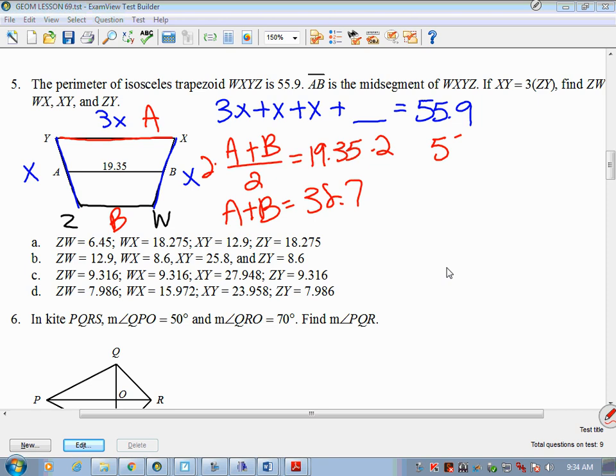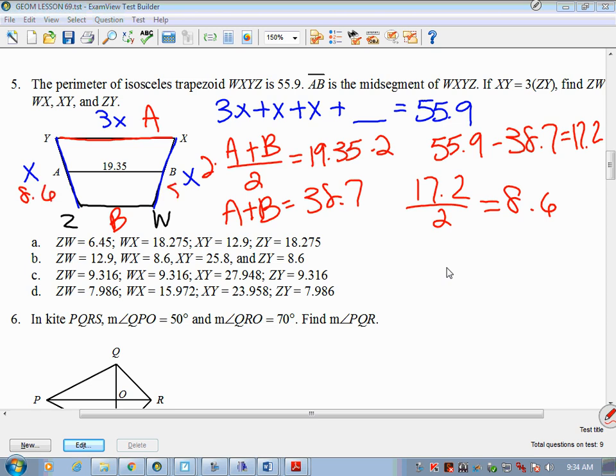So 55.9 minus 38.7. You're going to understand why this is maybe one of the most difficult questions to do. Okay, what is left? 17.2. Okay, 17.2. All right, which means that's what's left after I took A and B out, correct? Yes, which means YZ plus XW equals 17.2. And because those two lengths are the same length, we can take 17.2 and divide it by 2. What is it? 8.6, which means this equals 8.6 and this equals 8.6.